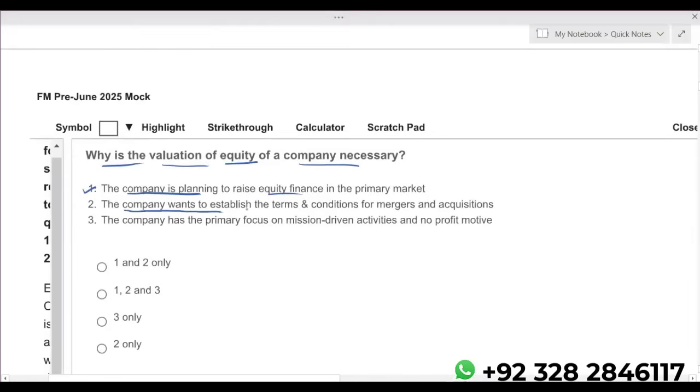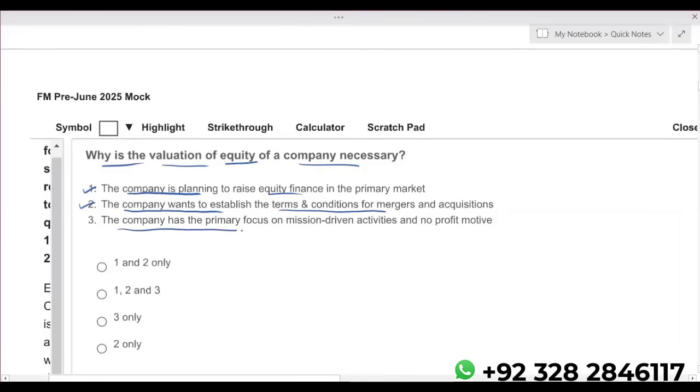The company wants to establish the terms and conditions for merger and acquisition. Yes. For example, two organizations want to merge together. Before the merger, they should know the value of their equity. If I want to acquire a company, before giving any offer to that company, I should value their equity.